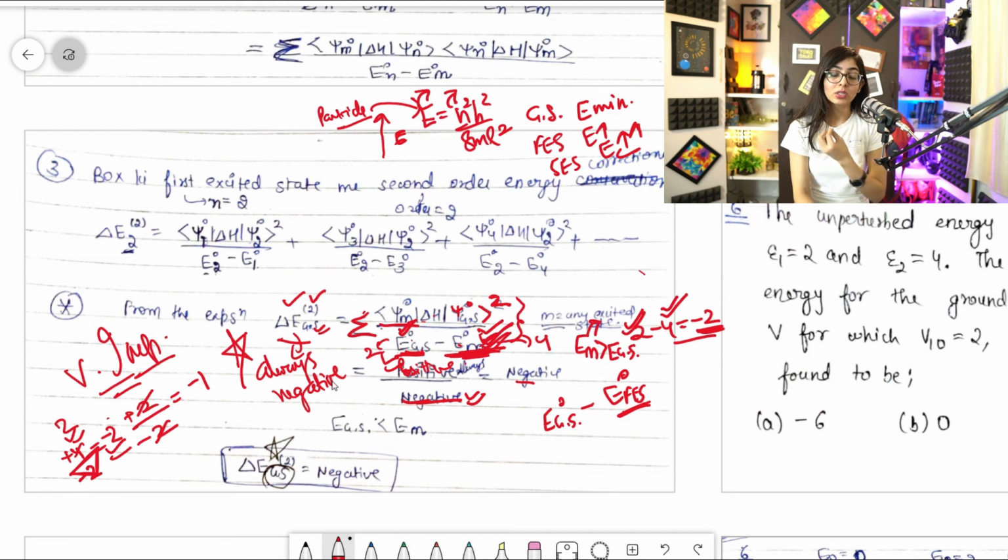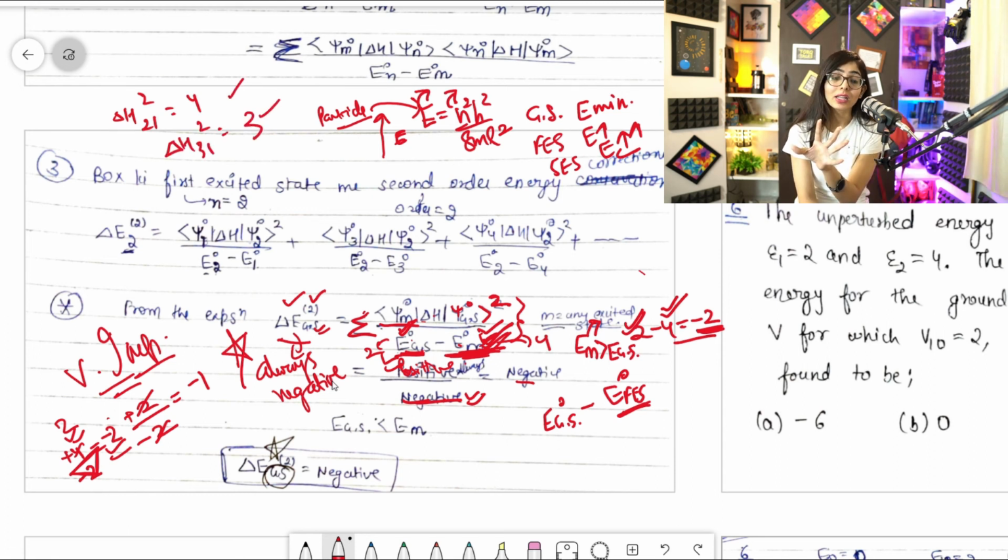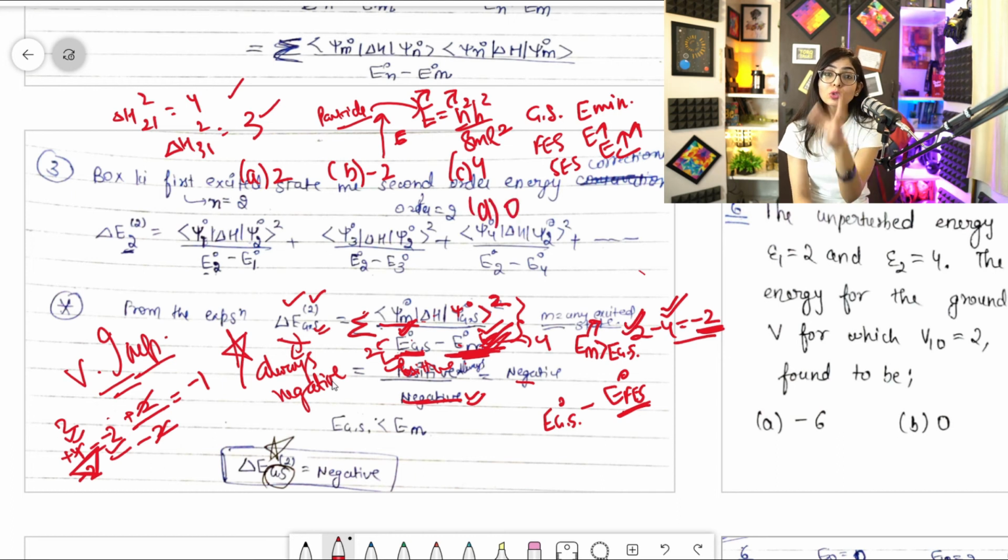Guys, suppose some things are there, that delta H21 squared is 4 and delta H31 squared is 3, like that. It is given in the question, and the options are A 2, B minus 2, C 4 and D 0. You don't have to solve the question, because you know the answer will always be negative and all the options are positive. Second order perturbation can never be positive. So just don't solve the question.